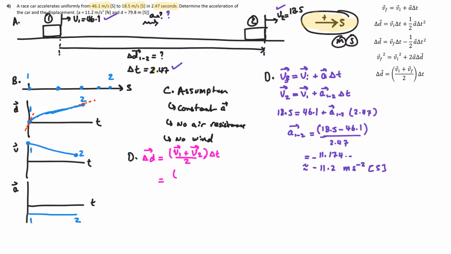Velocity 1 is 46.1. Velocity 2. And sorry, in terms of signs also, I'm using positive because this direction and this direction are the same. So that's 46.1 plus velocity 2, which is 18.5. Divide that by 2 and multiply it by 2.47. And I will get approximately, so I'll just write the approximate value right away to 3 significant figures. That's going to be 79.8 meters, and my positive sign convention is south.